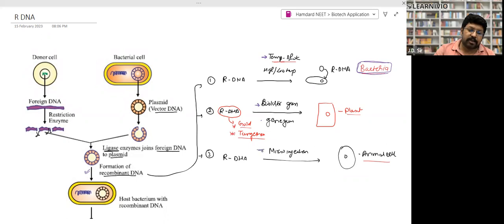So there are three techniques of transferring recombinant DNA to their destination. In case of the bacteria, we use temperature shock. In case of the plant, we use the biolistic or gene gun. In case of the animal, we use micro injection. That's it.